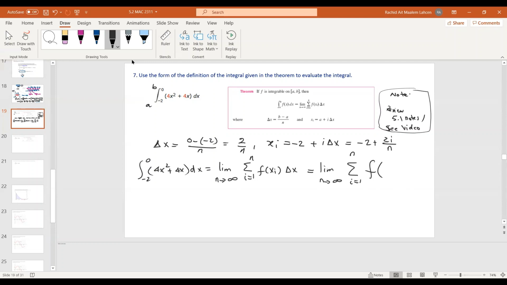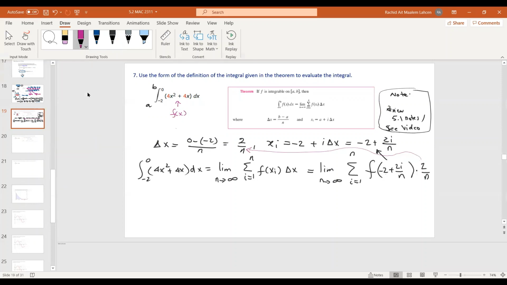f of xi, where xi is what we found here as -2 plus 2i over n, times delta x, which is this one. So that's the setup. Now what is f of x? This is f of x.